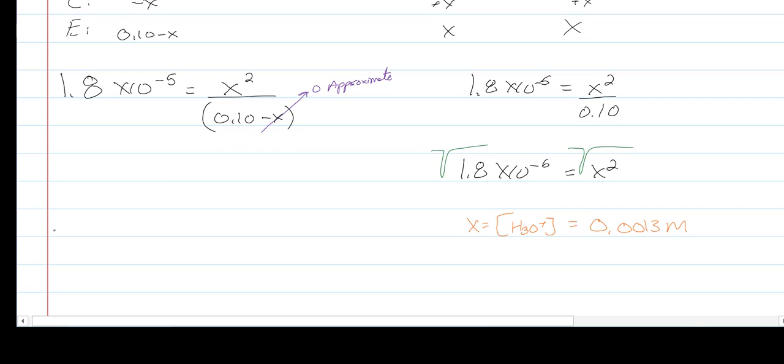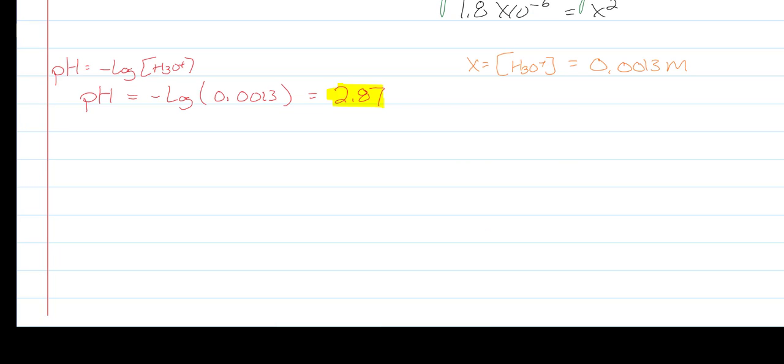So then the pH is the negative log, of course, of H3O plus or H plus. So our pH would be equal to the negative log of 0.0013, and so that would be 2.87. So that is the initial pH of our solution. Part 2, we have to talk about the equation.